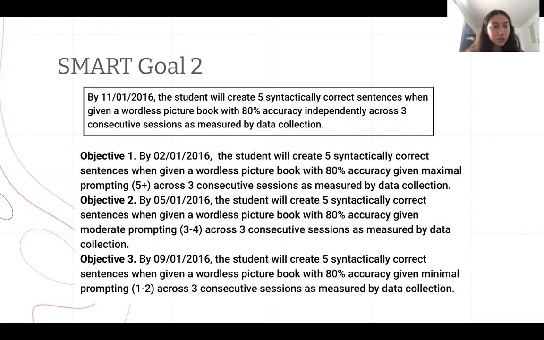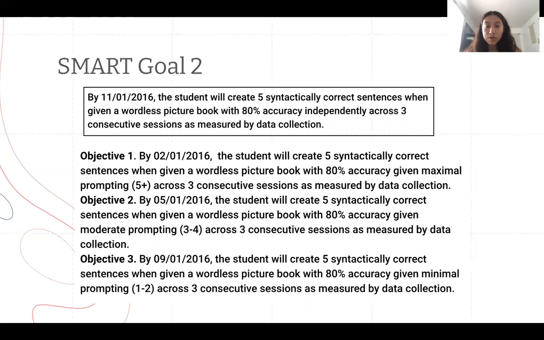So SMART Goal 2 is by November 1st, 2016, the student will create 5 syntactically correct sentences when given a wordless picture book with 80% accuracy independently across 3 consecutive sessions as measured by data collection. Objective 1 says by February 1st, 2016, the student will create 5 syntactically correct sentences when given a wordless picture book with 80% accuracy, given maximal prompting, across 3 consecutive sessions as measured by data collection.